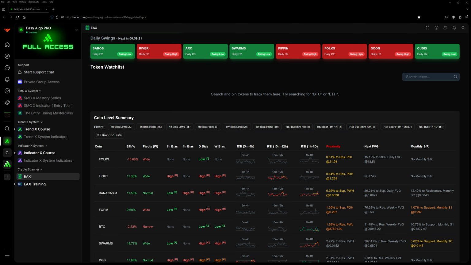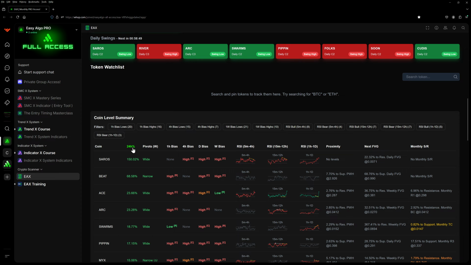I typically use EAX myself for checking for divergences and proximity to key levels. And I really like to see the gainers and the losers, make a list, and just look and see what I can find.